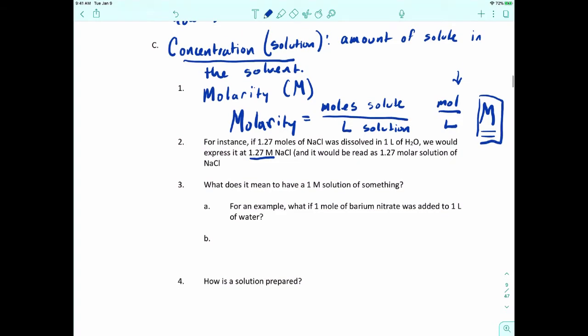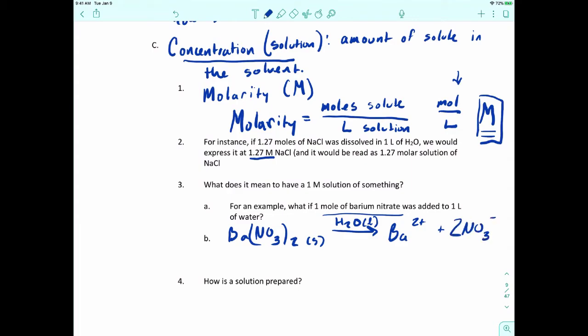So what if you had 1 mole of barium nitrate and then you add that to water? Okay, so what that equation would look like: you dissolve barium nitrate in water, you know that this is going to dissociate because this is an ionic compound, and you get barium 2+ ions, and then you get nitrate ion. Now the only difference is you have 2 moles of nitrate ion, because you had the subscript 2, so that means you've got 2 moles of that.